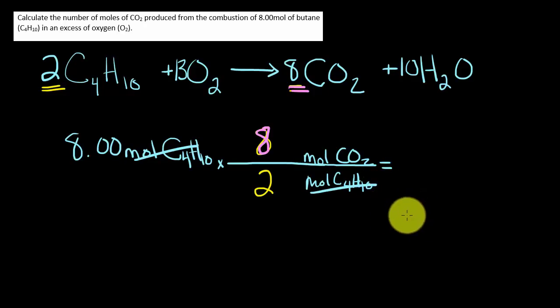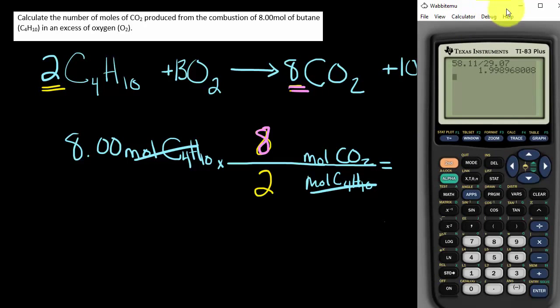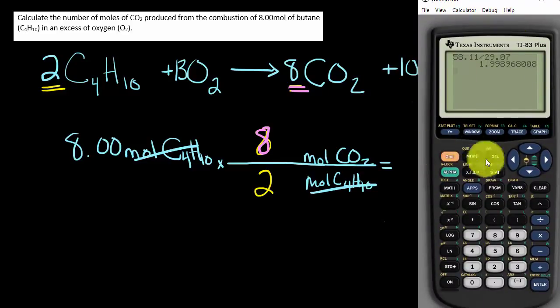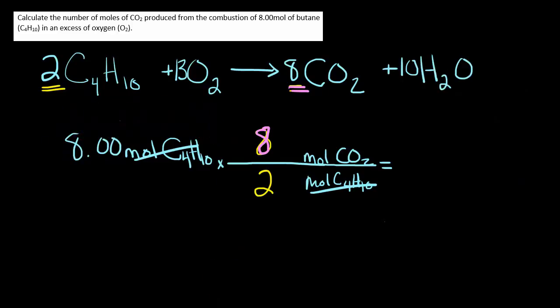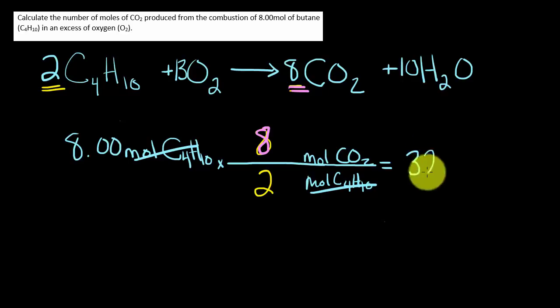Okay, so we're ready to solve our problem because we have converted from moles of butane to moles of CO2. So we're going to bring up our calculator and clear out some old math we had there. Now, what we're going to do here is 8 times 8 divided by 2. So 8 times 8 is 64, and then divided by 2 gives us 32. So we have 32 moles of CO2.